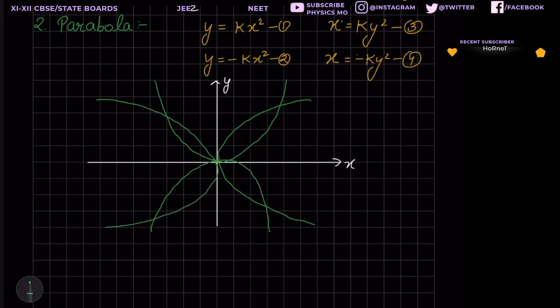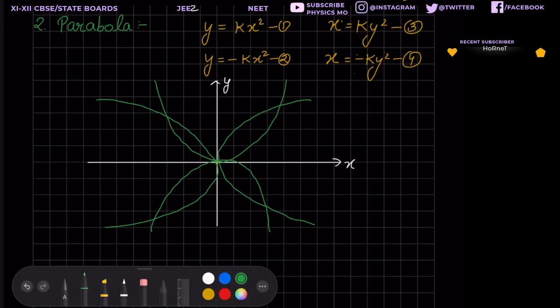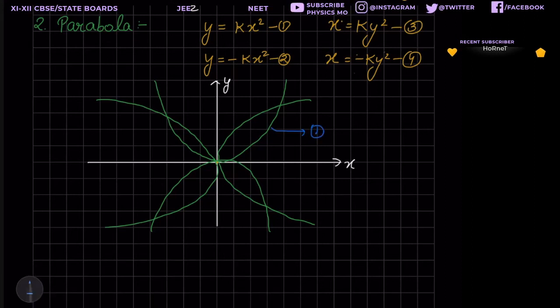And this looks like a very beautiful design in which we can mention that this one was your graph for the first equation, this one was your graph for the second equation, this one was your graph for the third equation, and this one was your graph for the fourth equation. These are the 4 graphs that you have and you can draw them anytime. Have you got the point?